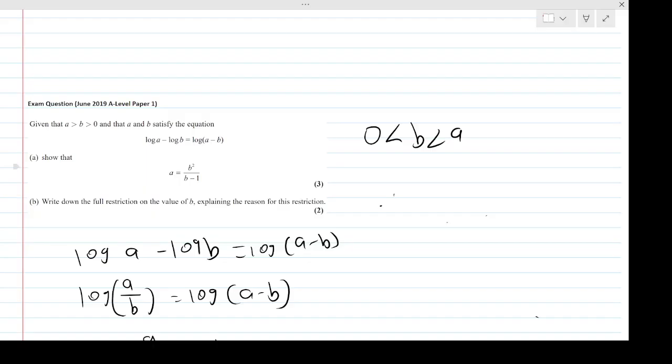But firstly, all the logs have to be defined. So that means A has to be positive. Well, we're already given that. A is above 0, that's in the inequality. So that's cool. B has to be above 0. B has to be positive as well. Again, we're given B is greater than 0 here. But also, A minus B has to be greater than 0. So that means if A minus B is positive, then A is greater than B. Well, actually, we're given that as well. So actually, nothing new there.